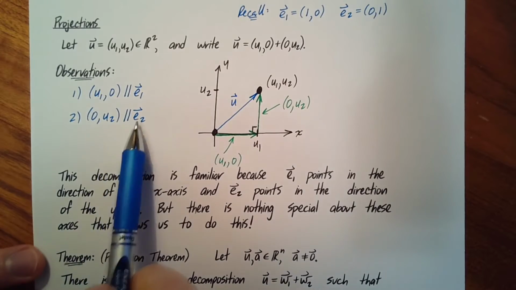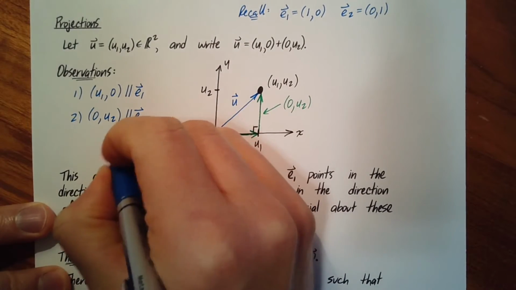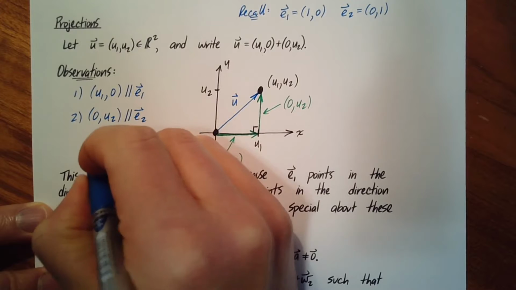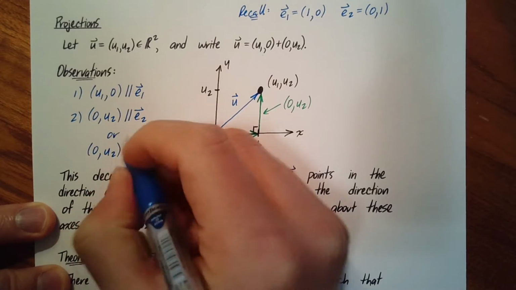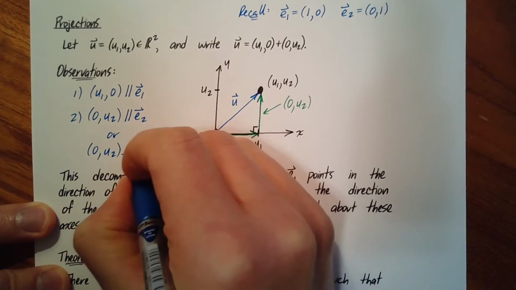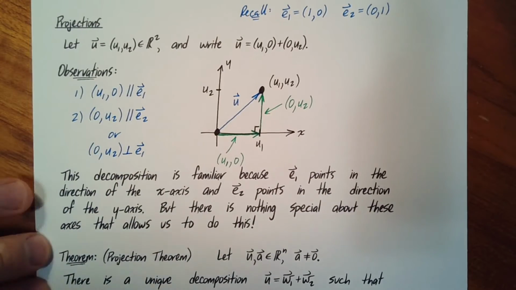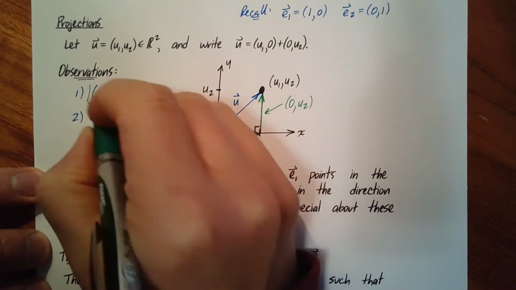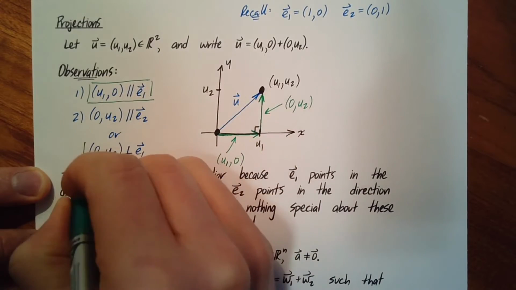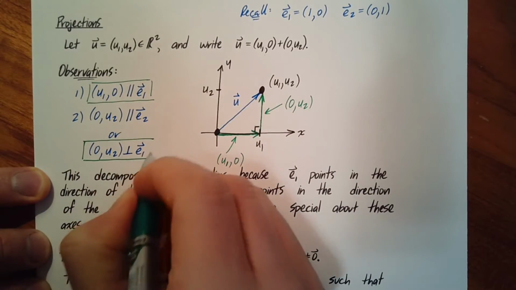But we don't even have to mention e2, because this second observation is equivalent to saying that the vector 0, u2 is orthogonal to the standard basis vector e1. So those are the actual observations that I really want you to pay attention to here, because what we're going to do is generalize this to other settings.